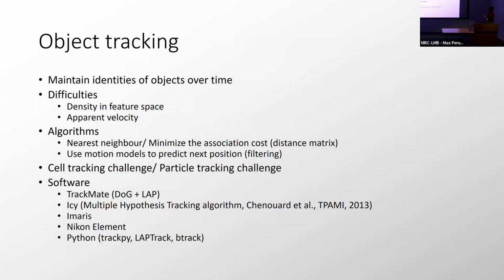So this is what you can do with filtering. There are particle tracking challenges which list a lot of the techniques, which can be a starting point for knowing what software to use. We recommend TrackMate as a starting point, the easiest tracking algorithm available, in Fiji. In Icy there is a very sophisticated multi-hypothesis tracking algorithm, which I never really managed to use, but it's very nice on paper. Imaris also has very convenient 3D tracking with visualization. Nikon Elements also has it. In Python, you can use TrackPy, LapTrack, or BTrack, for example.